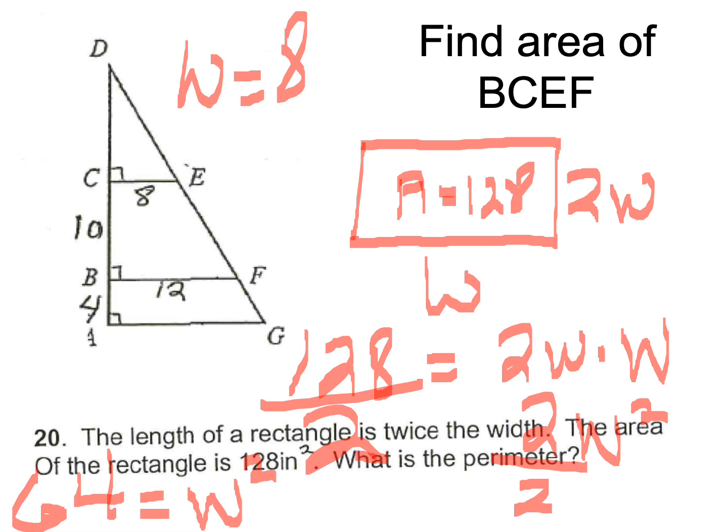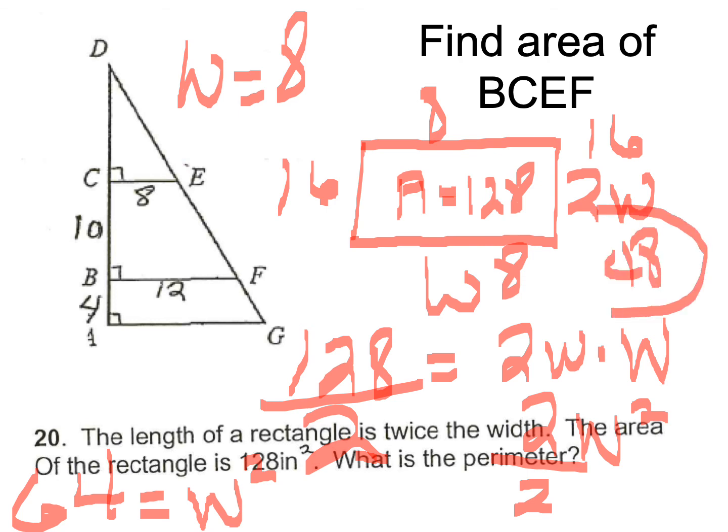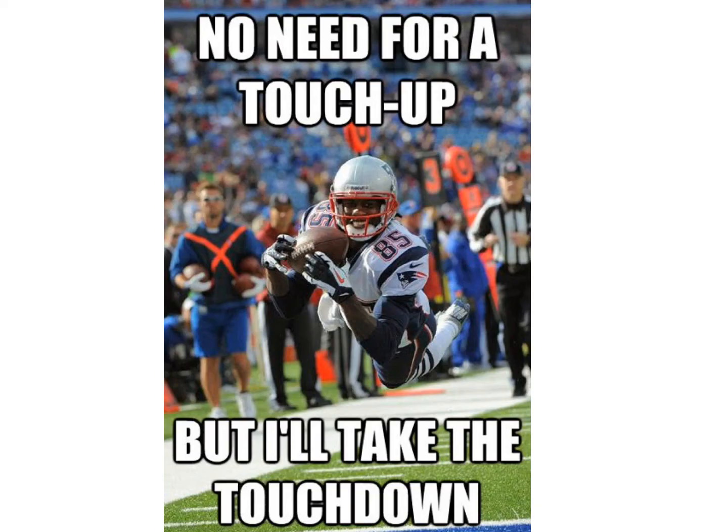Okay, so let's go plug it in. If W is 8, then what's 2 times W? 16. So we got 8 and 8, 16 and 16. So, 1, 2, 3, 4, 5, 6, 8. That's 48 for your total. That's your final answer. Or add up all your pieces. 16, 16, 8, and 8. All right. And that's it. Good luck. Yay.